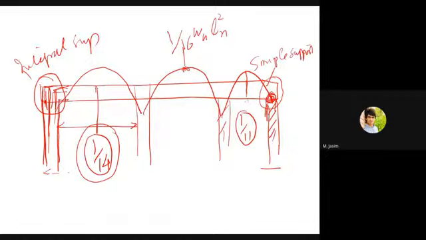Yes, sir. Okay. If still there is some problem, you can ask again. Sir, thank you, sir. Sir, slide number 30 has a small problem.